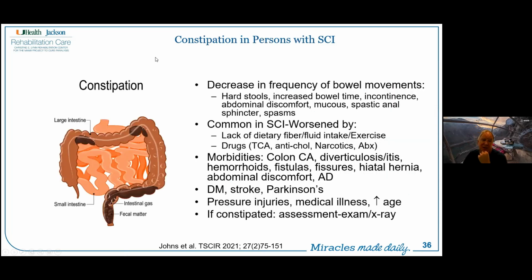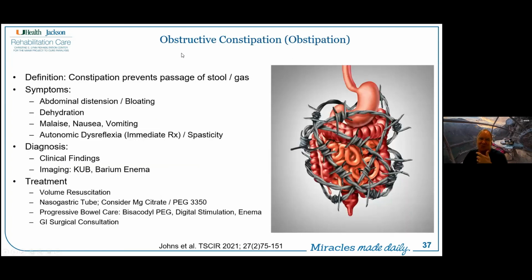So constipation is one of the major things that we end up dealing with, where you have a decrease in frequency of bowel movements with hard stools, and a spastic anal sphincter, and particularly the puborectalis contributes to this. So there are morbidities that we worry about, and also recognize that an appropriate assessment and workup needs to be done as you move through this. A more complicated component of this would be called obstipation, which is obstructive constipation. Basically this prevents passage of stool or gas. Symptoms include abdominal distension and bloating, dehydration, malaise, nausea and vomiting, and autonomic dysreflexia. Obviously that needs to be treated immediately and then worry about these other things as we go through there.